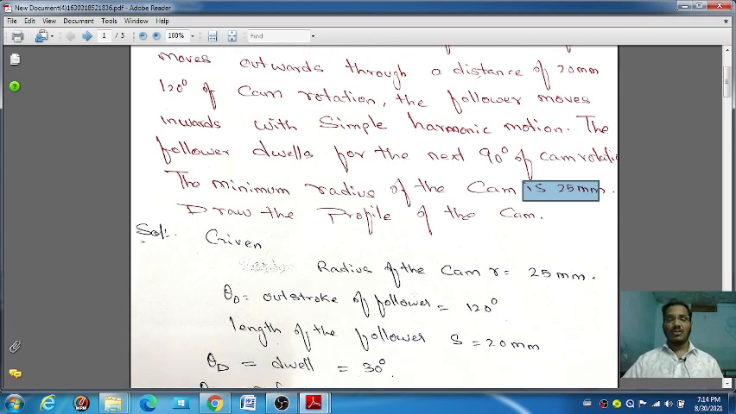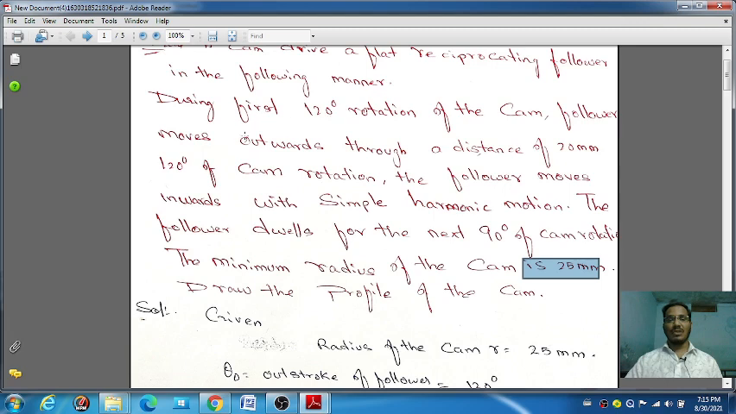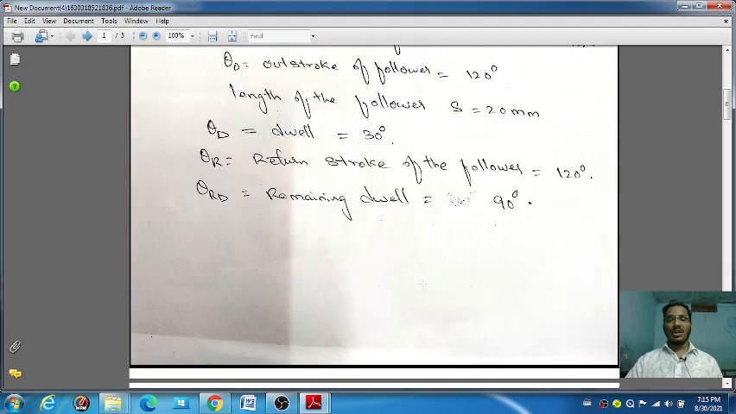Next we have to solve this problem. So how much will we take for the dwell condition after the outstroke? First we have to add 120 plus 120, we will get 240, plus 90, we will get 330. 360 minus 330, we will get the value of 30 degrees. So 30 degrees is the dwell condition.